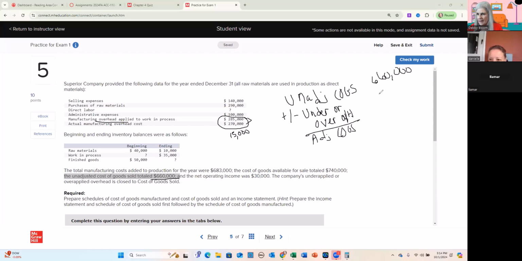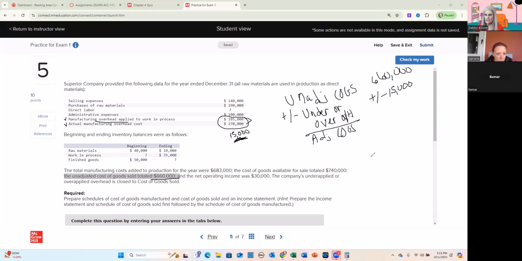Can you show me that again? Sure, we have over here the manufacturing overhead applied to work in process, and I have the actual manufacturing overhead. The difference between those two numbers is your over or under applied overhead. So if I take 285,000 and subtract 270,000, I wind up with $15,000 of under or over applied overhead. So what that means is I'm either going to add or subtract 15,000 to the 660,000 to come to my adjusted cost of goods sold.